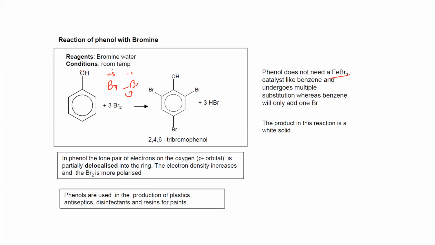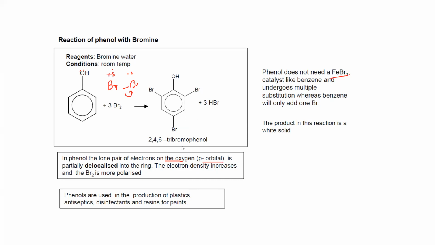So in phenol, the lone pair of electrons of the oxygen in the p orbital partially delocalizes into the ring, and electron density increases, which makes the bromine molecule polar. So phenols are used in the production of plastics, antiseptics, disinfectants, and resins for paint.